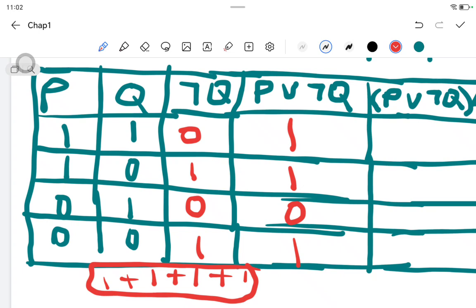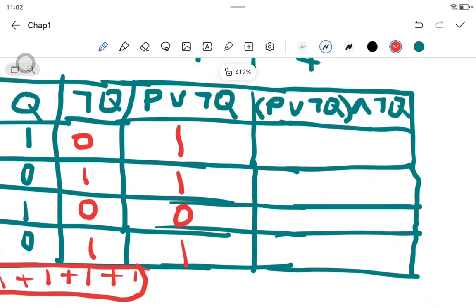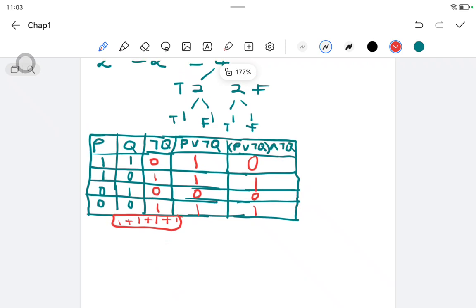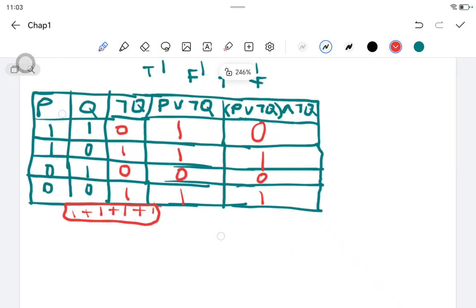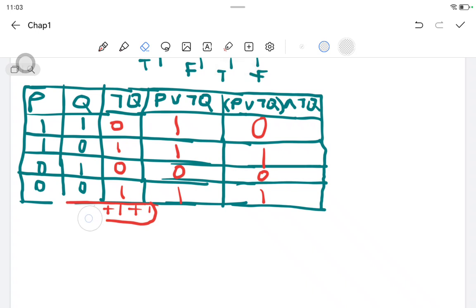Now for the last one, we are taking this and this, as the statement is saying. For and, we use multiplication. So 0 times 1 will be 0. 1 times 1 will be 1. 0 times 0 will be 0. 1 times 1 will be 1. That will be the final statement, and that is the truth value for this statement.